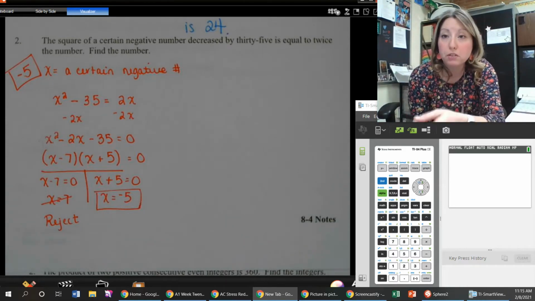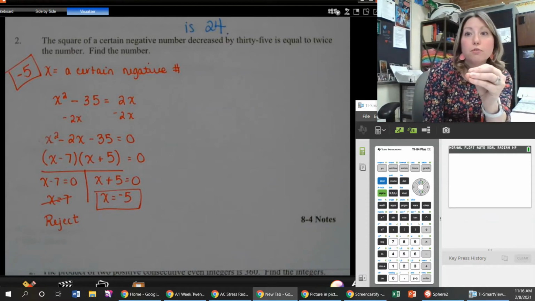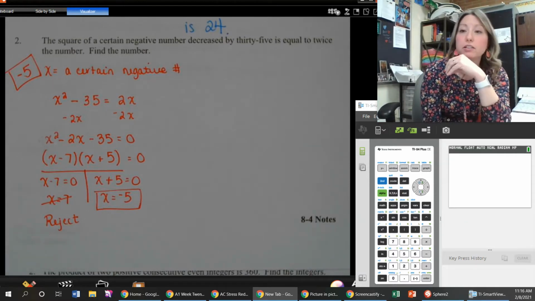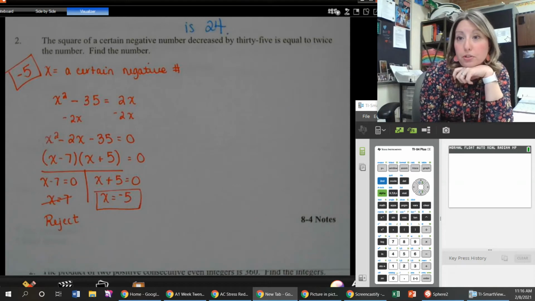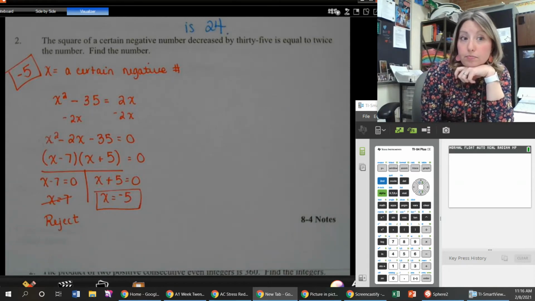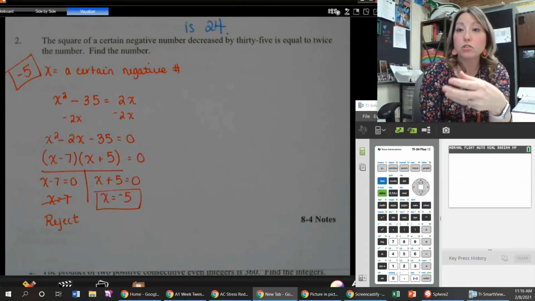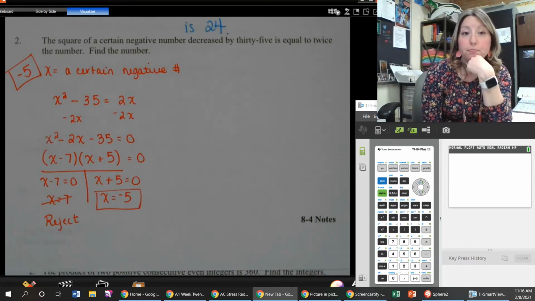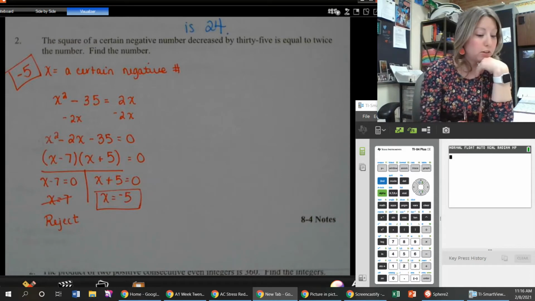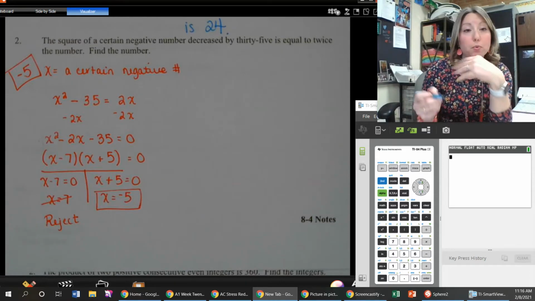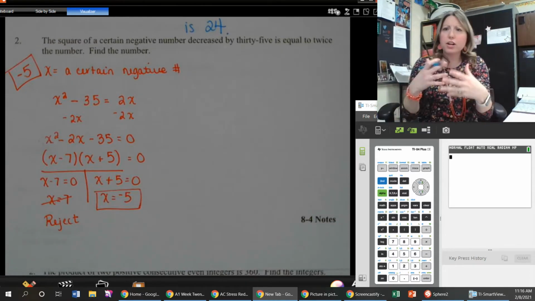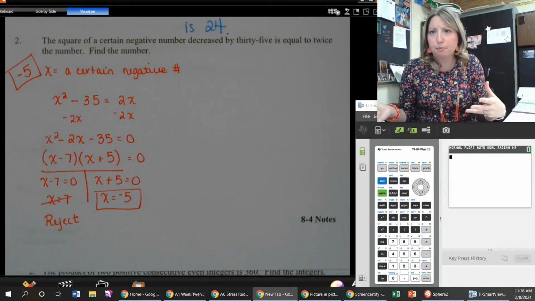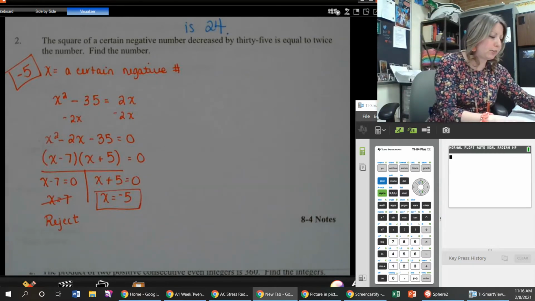But what specifically was I looking for this time? A negative number. So this time x equals 7 was my extraneous root, and I rejected it. So my answer here, since my answer was find the number, is negative 5. These are specific, just basic numeral problems that we were looking at here. You're going to have one of each of these types on your homework tonight, okay? One of each of these types.